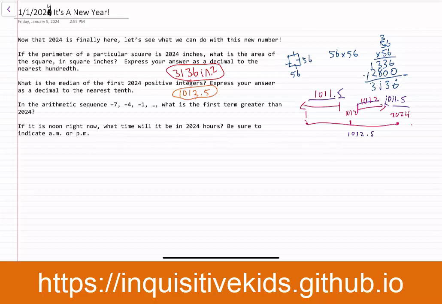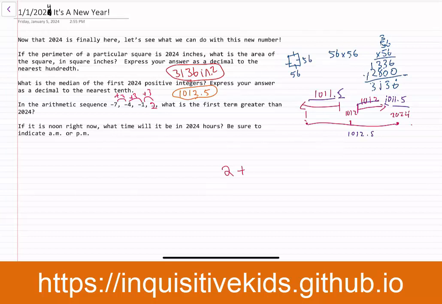Now on to the third problem. In the arithmetic sequence, -7, -4, -1, and so on, what is the first term that's going to be greater than 2024? So as you can see, we are jumping by threes. Add 3 and add 3. So we don't have to deal with negative numbers. We can first jump to the first positive number, which is 2. So let's say that this entire sequence started from 2.